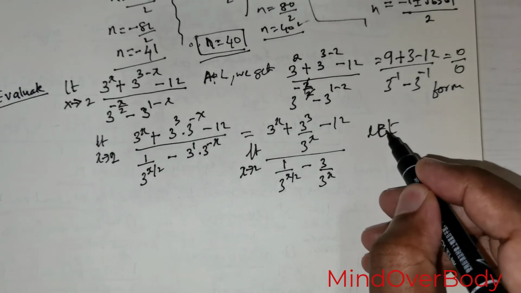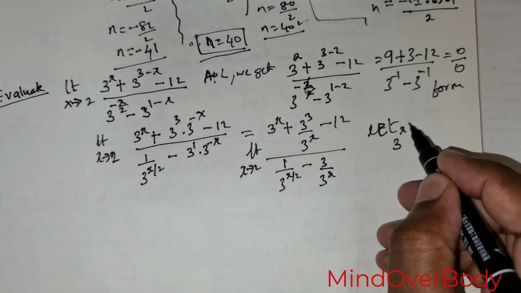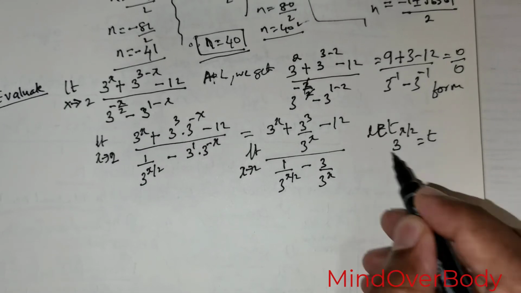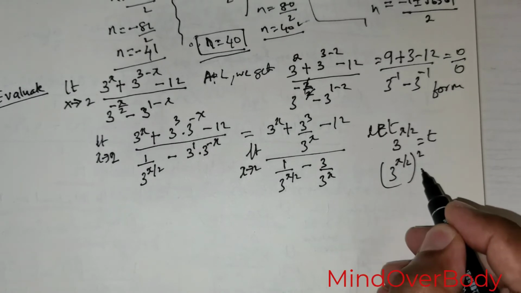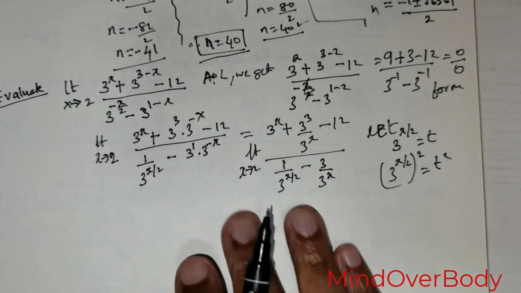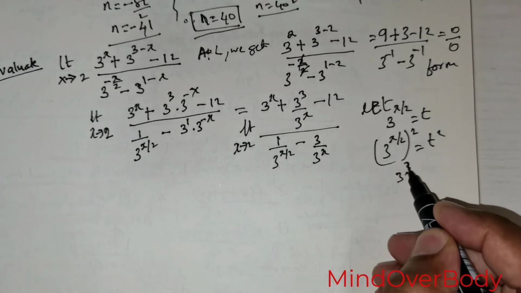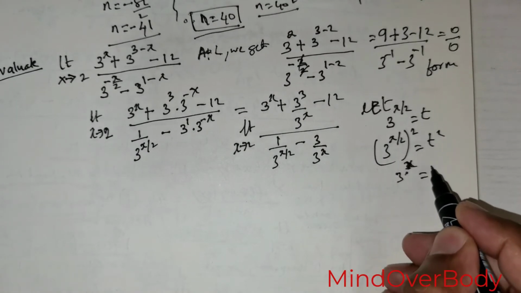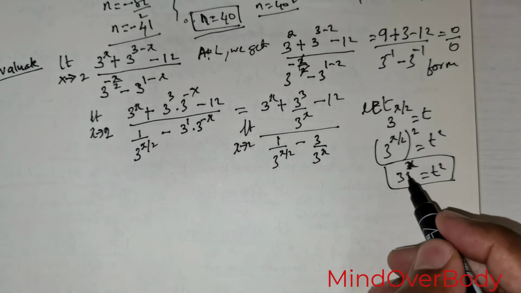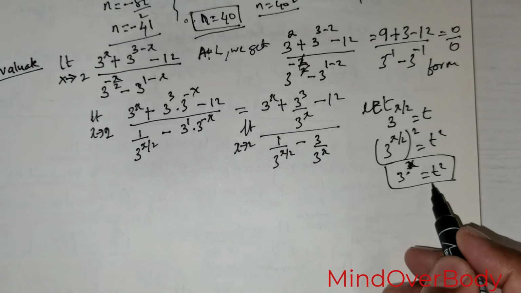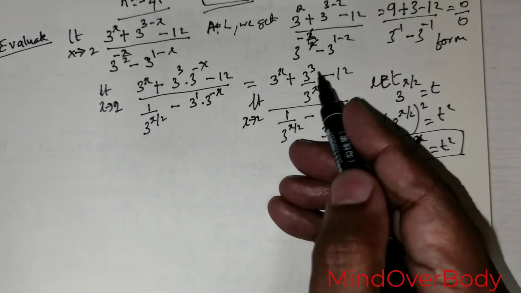I'm going to state here, let 3 raised to the power of x over 2 be equal to some t. Squaring both sides, this is going to be 3 raised to the power of x over 2 raised to the power of 2 is equal to t squared. So this would mean 3 raised to the power of x is equal to t squared. That's because 2 and 2 can be cancelled, so you are ultimately left with 3 raised to the power of x is equal to t squared. So we can make the substitution to this function.